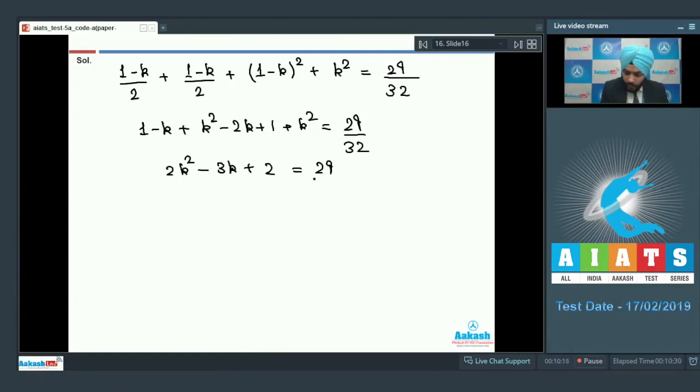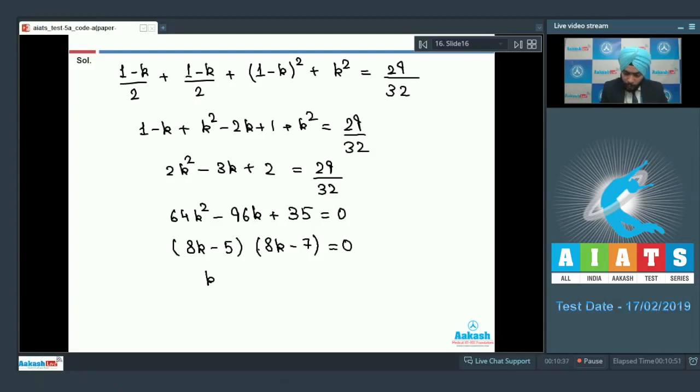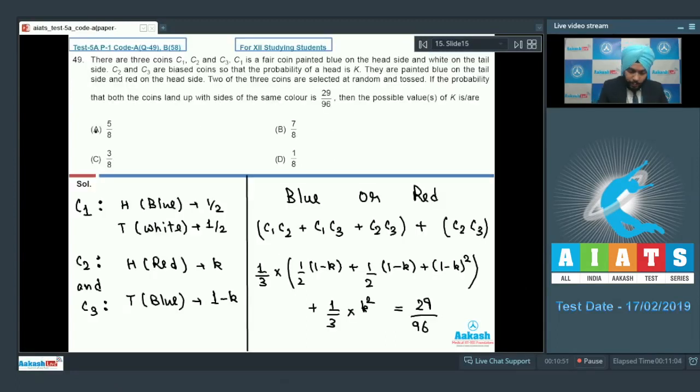equals 29 upon 32. Readjusting the terms, I'll have 64k square minus 96k plus 35 equals 0, which will give you (8k minus 5)(8k minus 7) as the factors, equals 0. So there are two possible values of k. k is equal to 5 by 8 or k is equal to 7 by 8. So obviously C2 and C3 are biased coins with respect to the head side. So the two possible values are 5 by 8 and 7 by 8. The answer of the question is option A and option B.